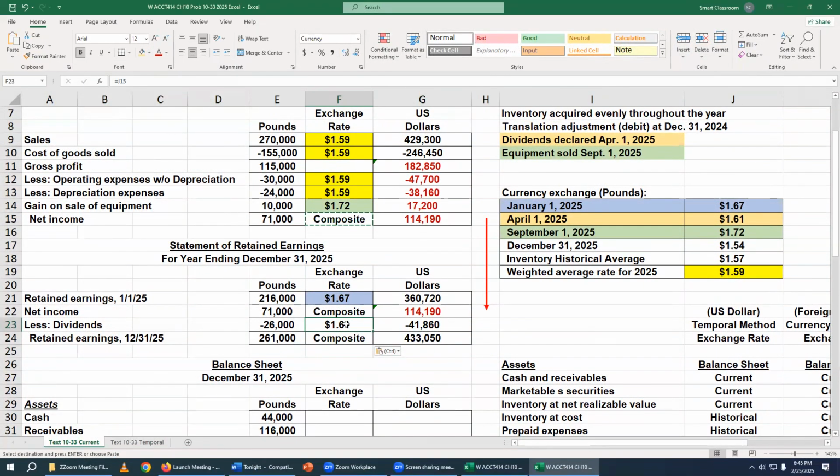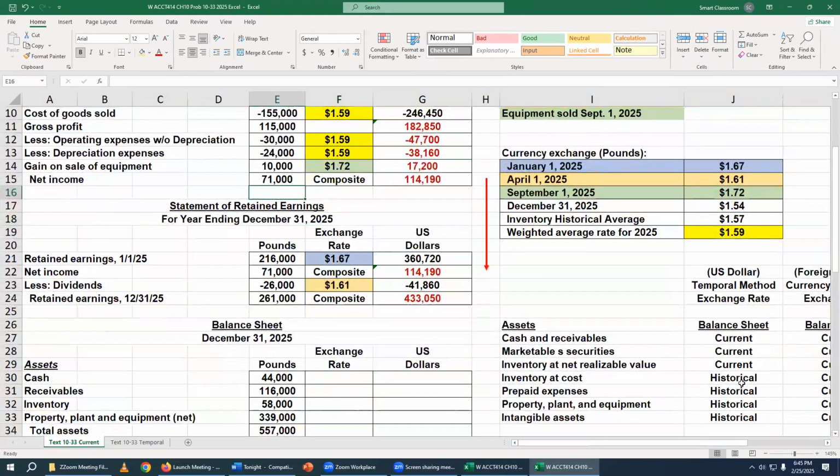161. You know, it's got all different rates. It's got 159, 172, 167. So there is no one rate for that, but this will be the ending of it.